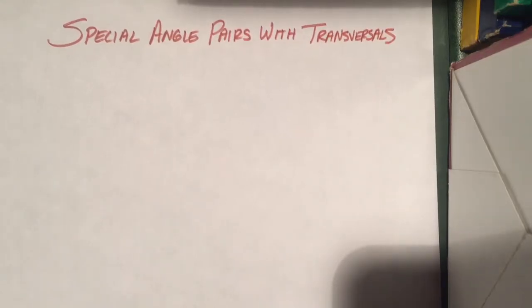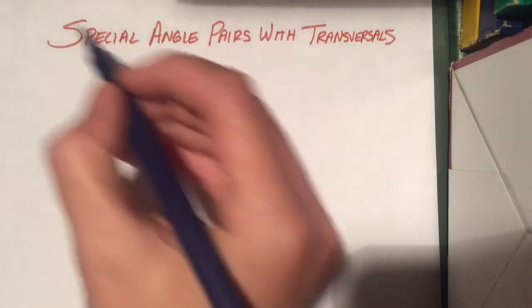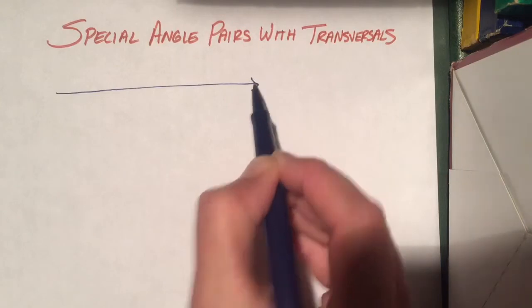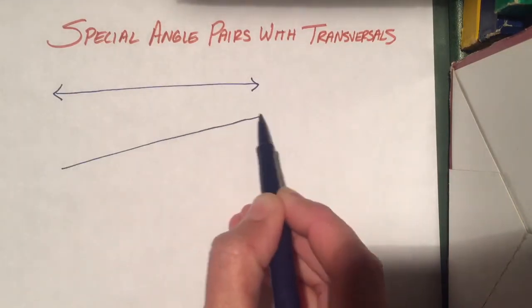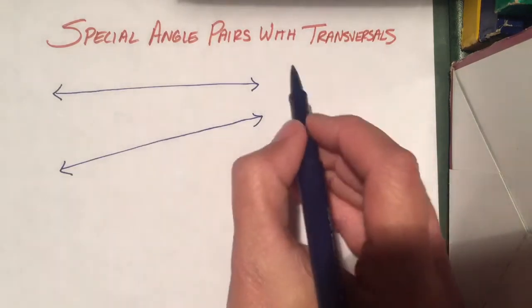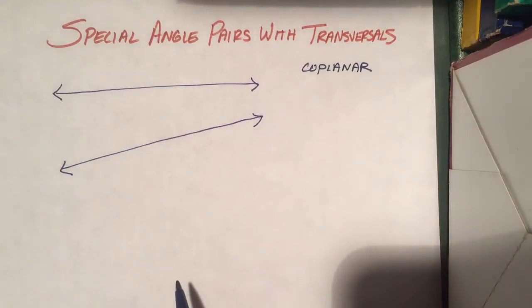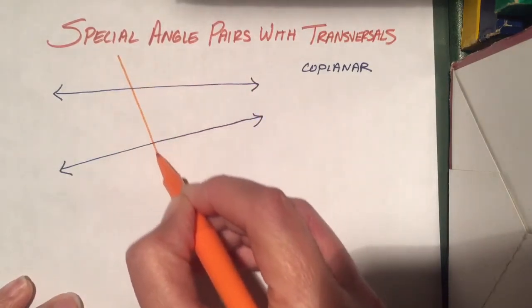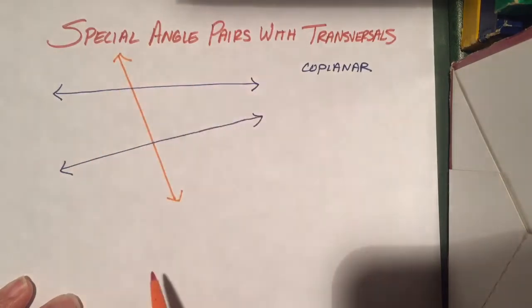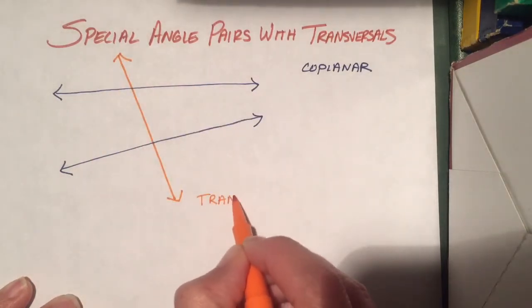Okay, so what we're going to look at are basic special angle pairs that are created when we have a transversal. So let's start off with, first of all, what is a transversal? Whenever you have two coplanar lines, they do not have to be parallel. They just have to be coplanar, meaning they're in the same plane. When you have two coplanar lines, a transversal is actually a line that intersects those two coplanar lines at different points.